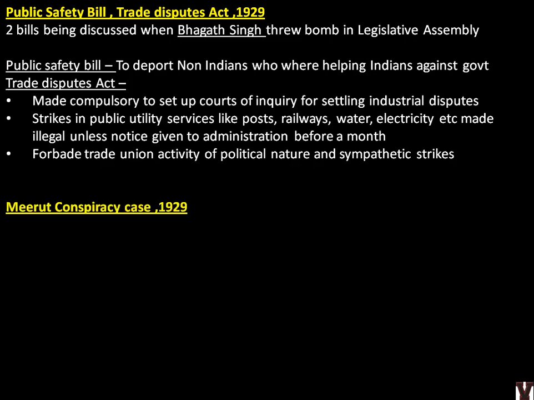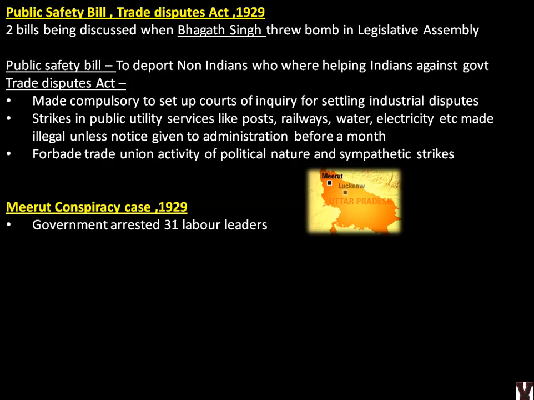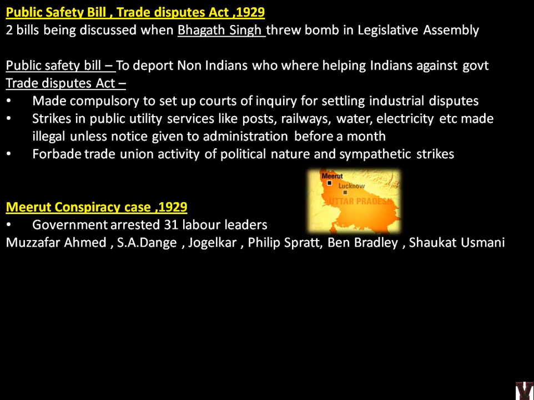We have also seen the Meerut conspiracy case, but because it is related to the labor movement, it is given in this particular chapter. In 1929, a lot of communist leaders and foreigners were arrested. The government arrested 31 labor leaders, and one important thing you should know is that along with Indians, foreigners were also there. These are some names: Muzaffar Ahmad, S.A. Dange, Joglekar, Philip Spratt, Ben Bradley. So there were foreigners also arrested in the Meerut conspiracy case.